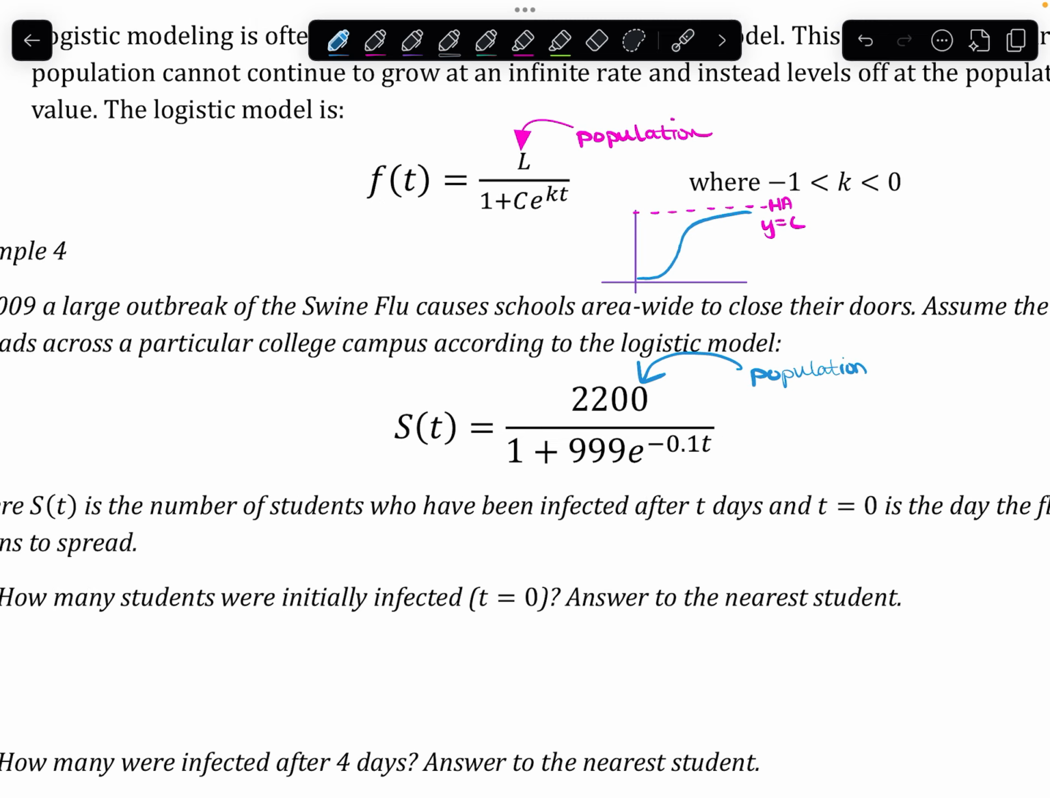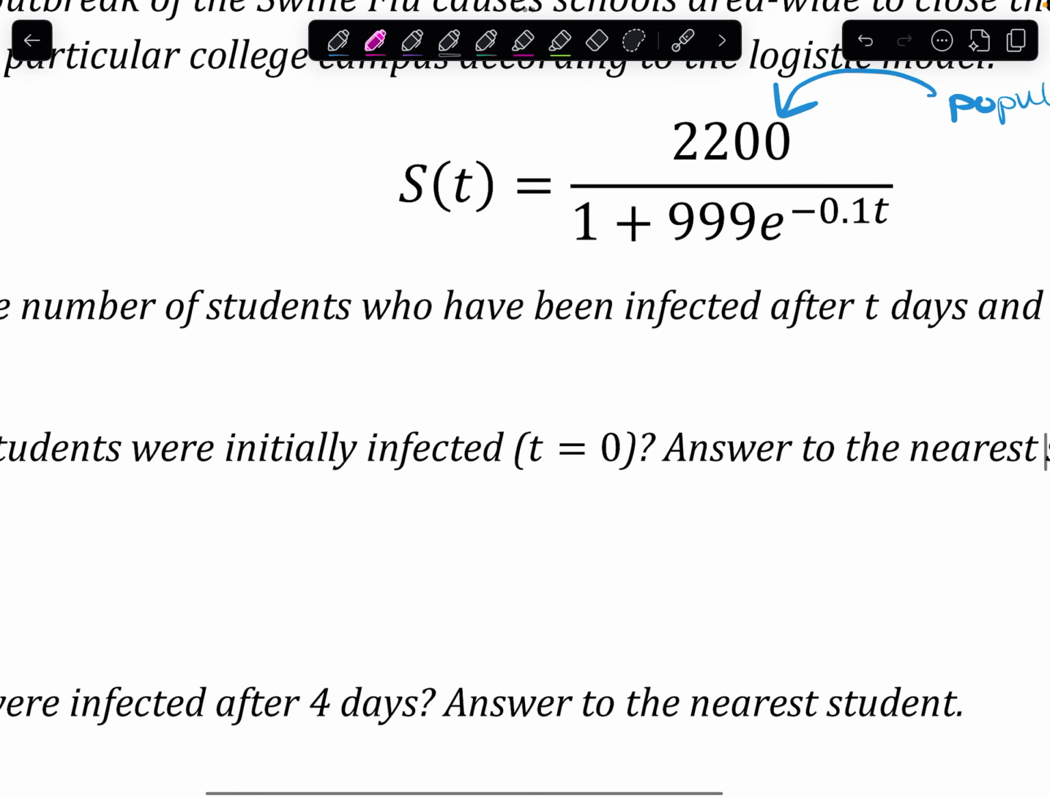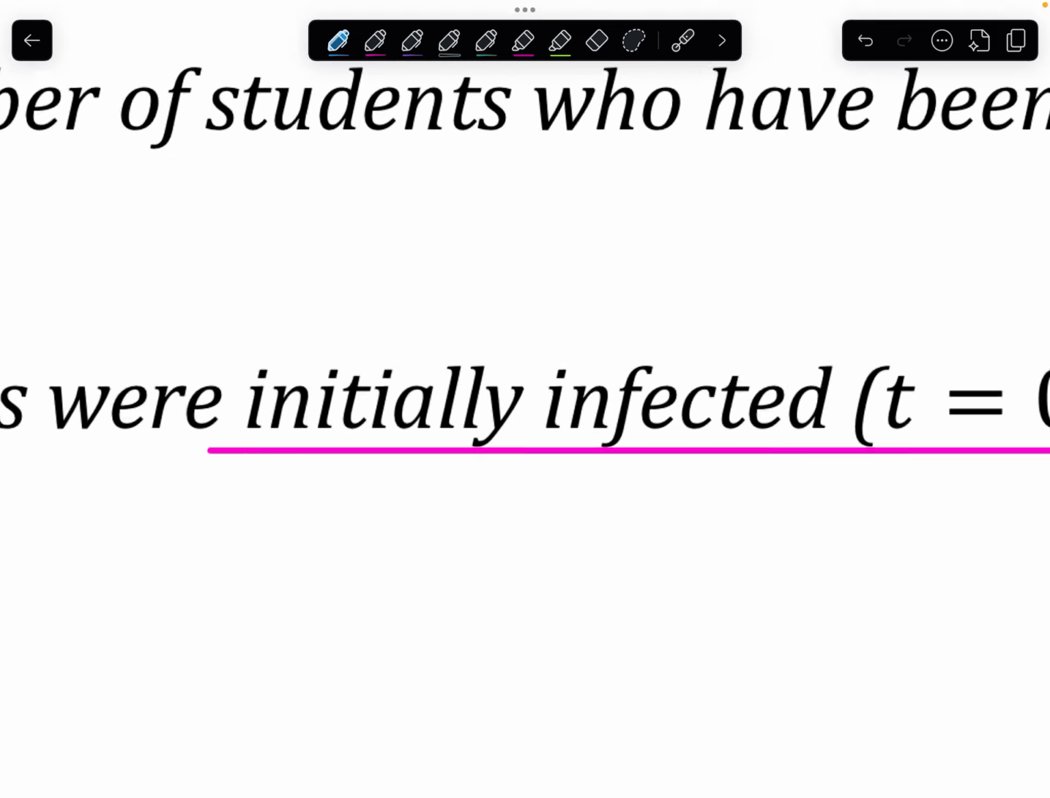All right. How many students were initially infected? So in there it does say t equals 0. It's not always going to say t equals 0. You do want to remember initially corresponds to when time is 0. So we're plugging in 0 for t.